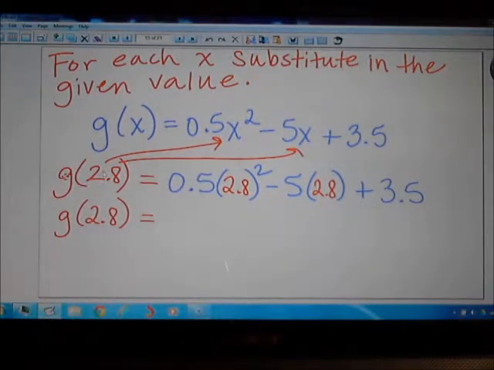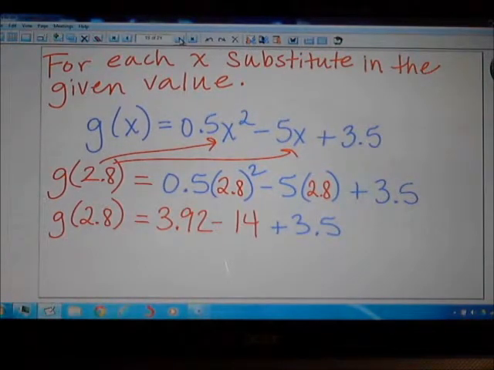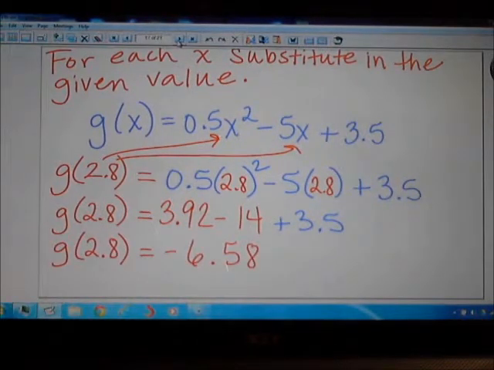Using my function notation, I'll do g of 2.8, and I'm just going to replace all my x values with 2.8. We're using the substitution property, if you saw that on the last slide. So plug in all of the 2.8. I'm going step by step. You can take your calculator and plug or substitute in the 2.8, and what we get is negative 6.58. So g of 2.8 equals negative 6.58.